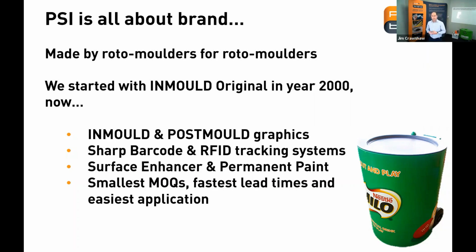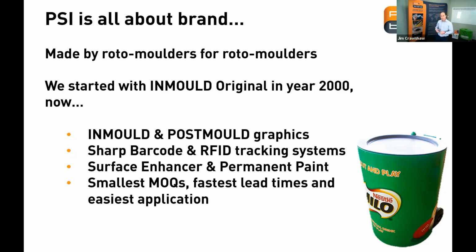We started with INMOULD Original in the year 2000. This is something that Steve had developed. He was tired of the inadequate systems that were out there, engraving plates and decals and other systems. So we went on to develop, and by the year 2000 we had a system which we were confident to share with the rest of the world. Now we have INMOULD and post-mold graphic systems. We offer very sharp imagery and barcoding, now RFID tracking systems as well, and we also offer surface enhancer and permanent paint products. If you haven't heard about them, let us know.